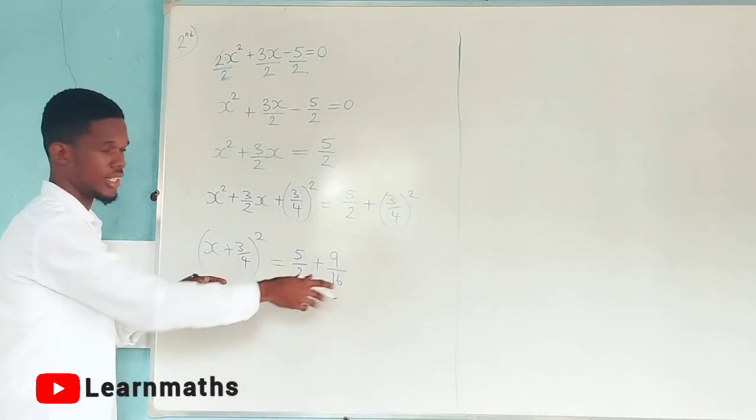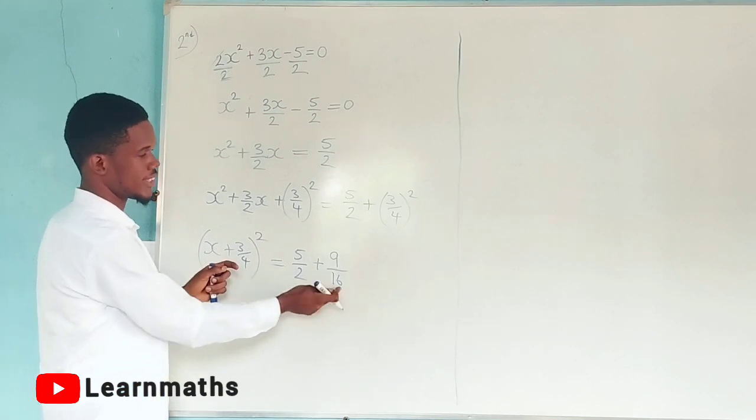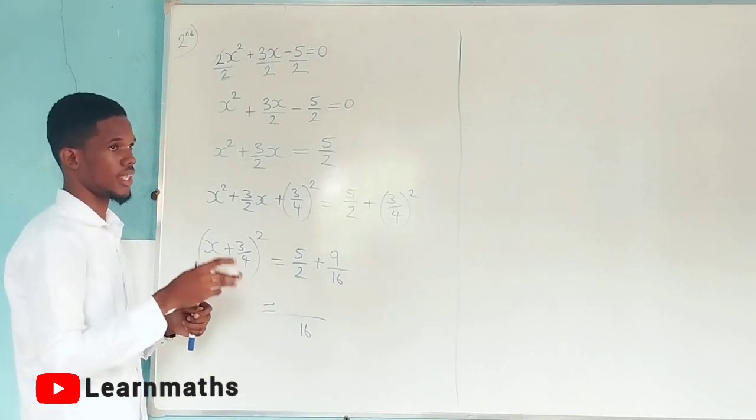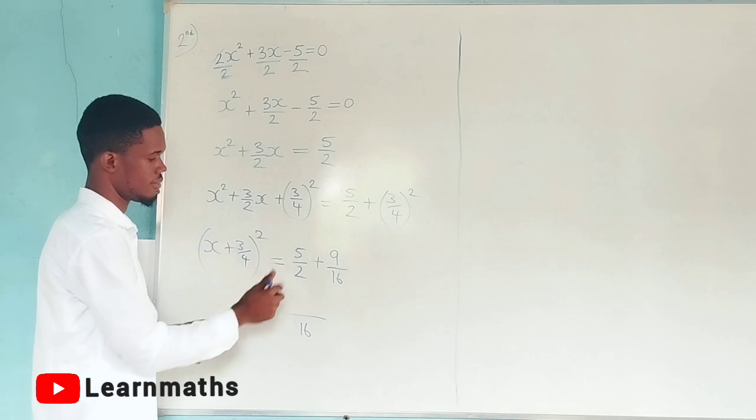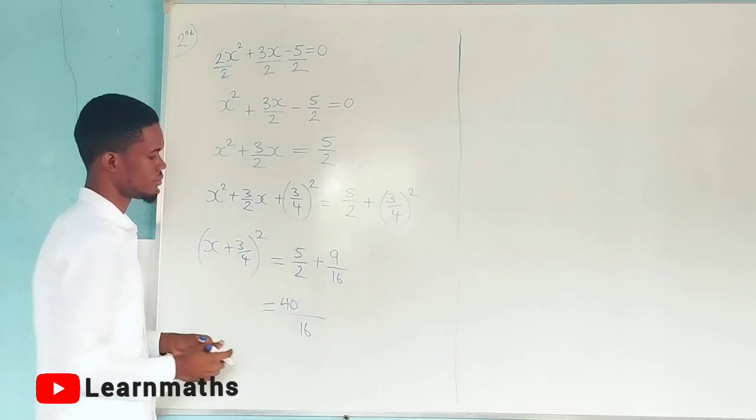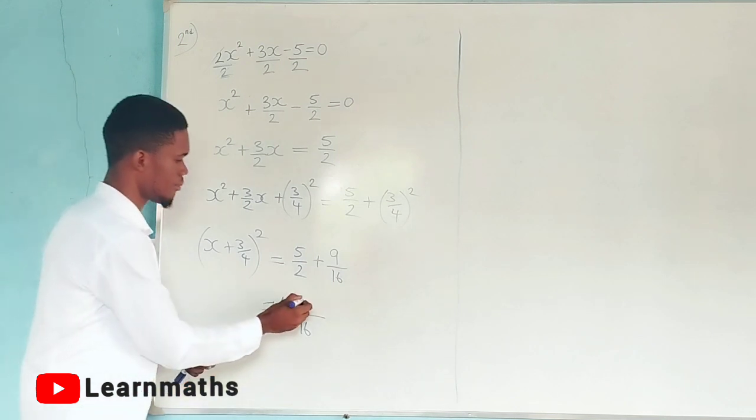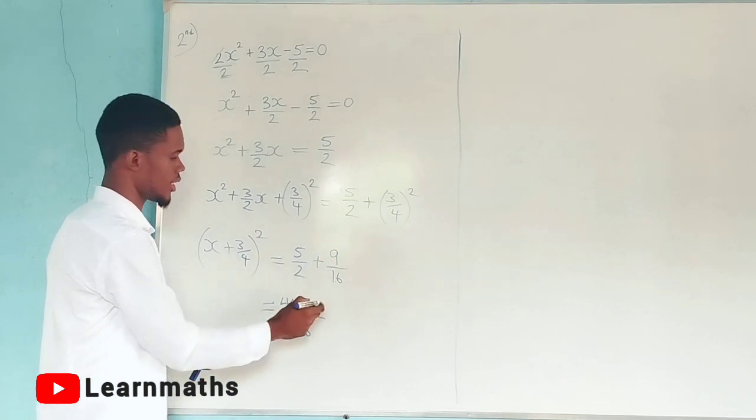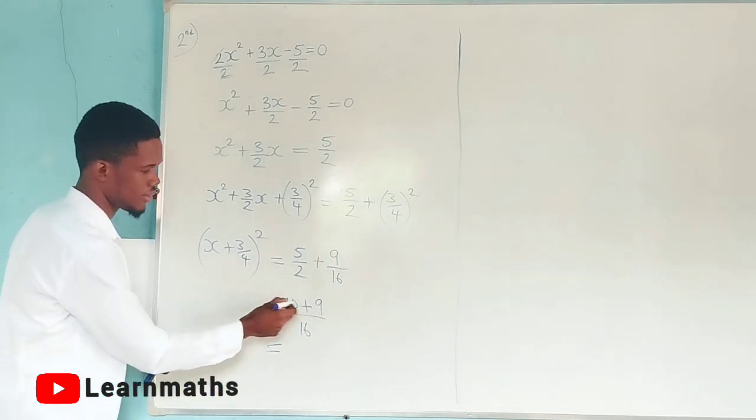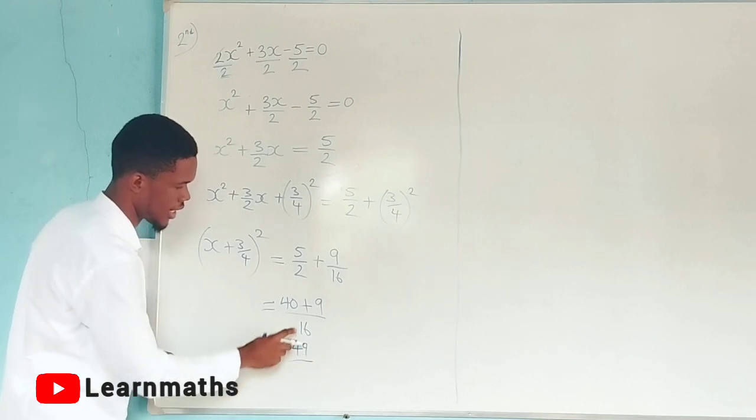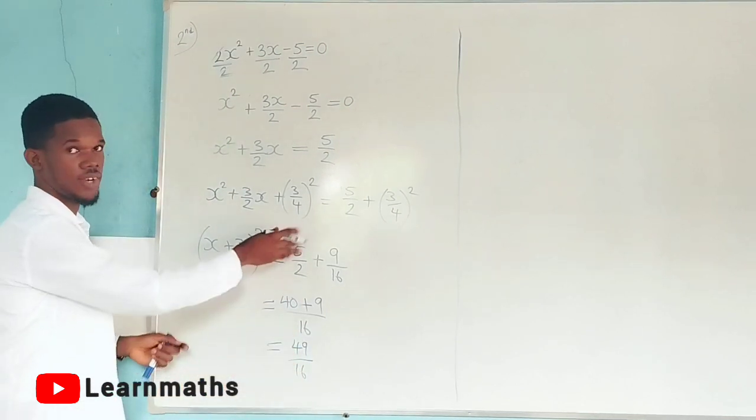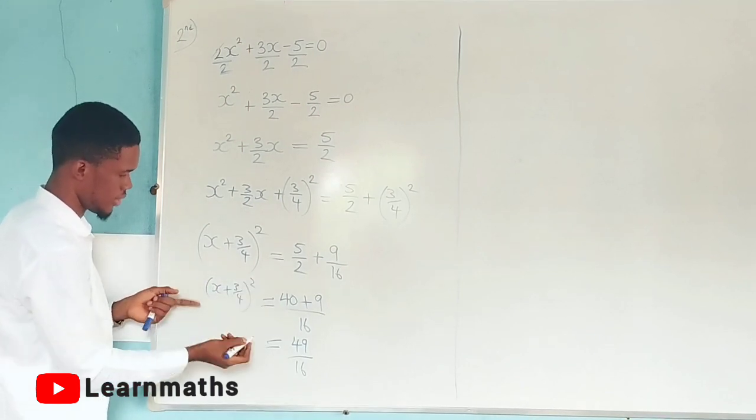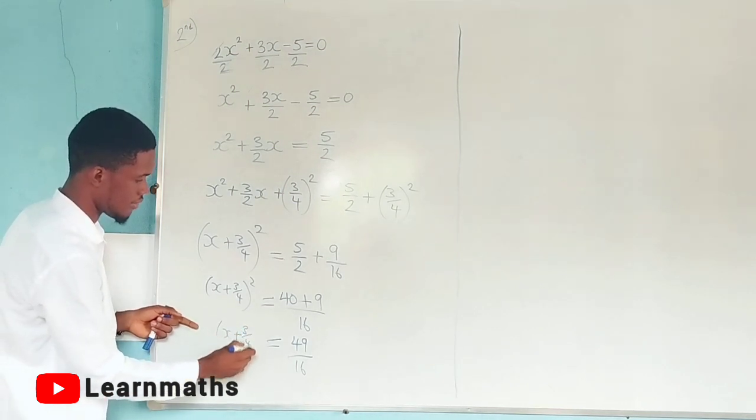Let's keep simplifying the right hand side. So the LCM of 16 and 2 is 16. 16 divided by 2 is 8. Now 8 times 5 is 40. Plus 16 divided by 16 is 1, and 1 times this 9 is 9. So we have 40 plus 9, which is 49 over 16. So we have done simplifying the right hand side. Over here we still have x plus 3 over 4 squared.